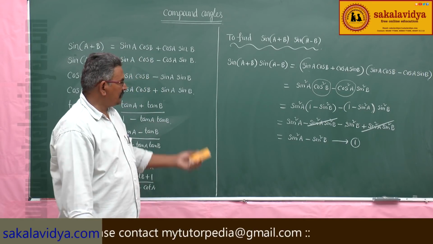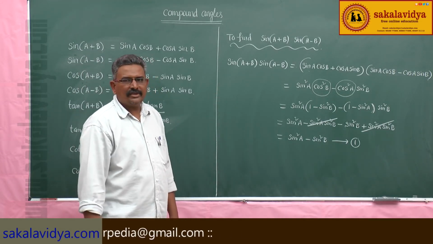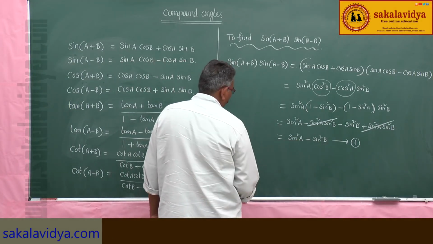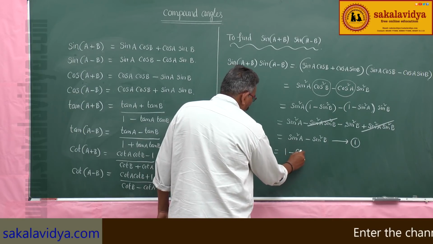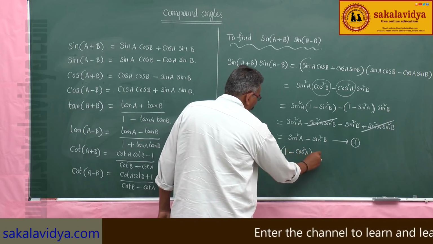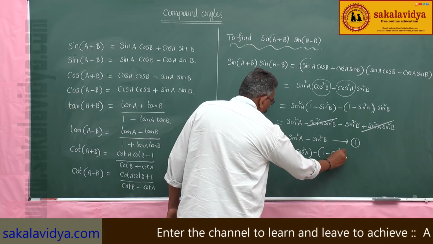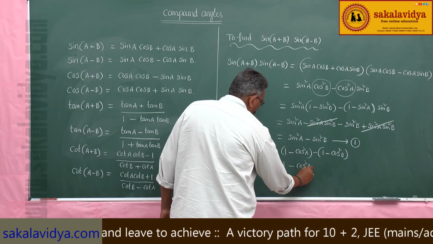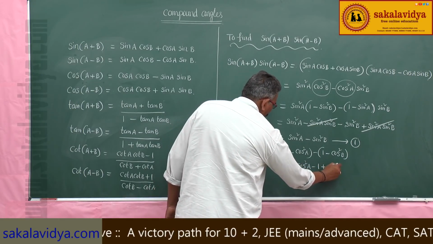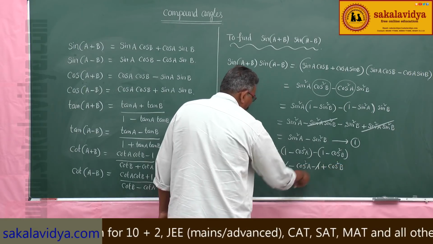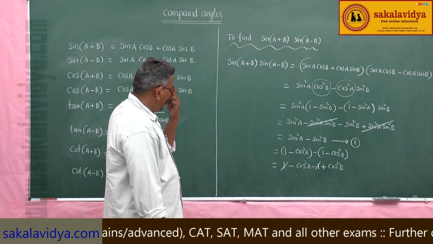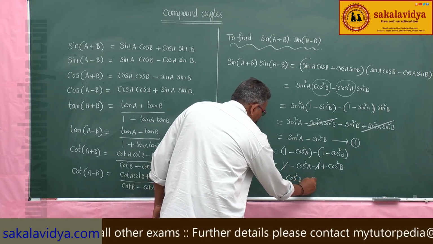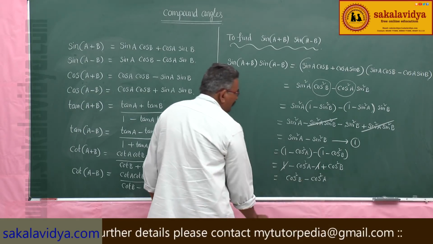Now, can we change it in terms of cosine functions? Yes, why not? We can write sin square A and sin square B as 1 minus cos square A and minus of 1 minus cos square B. So, this is 1 minus cos square A minus 1 plus cos square B. Now, plus 1 minus 1 gets cancelled. Now, what do we have? We have cos square B minus cos square A. This is the second equation.